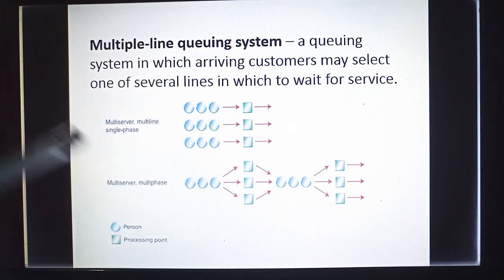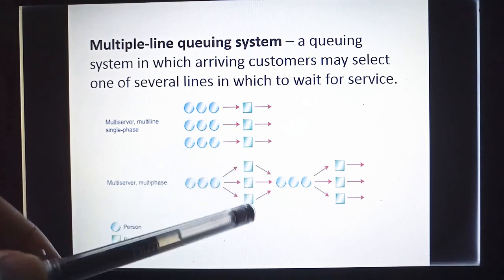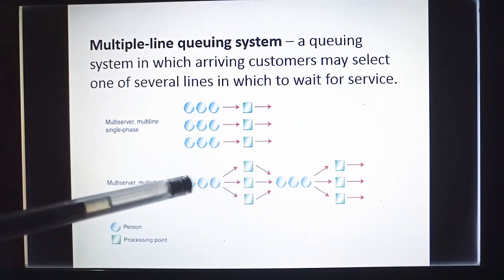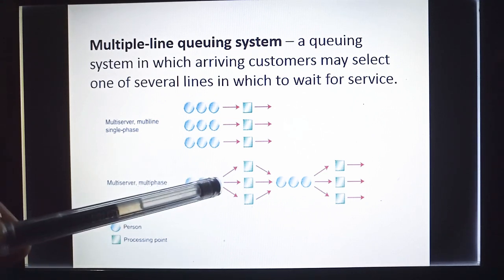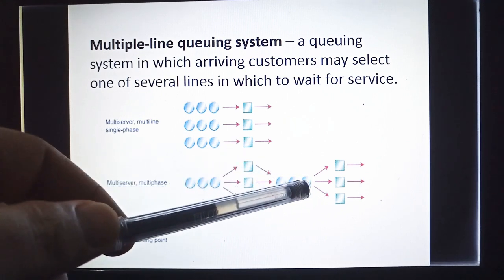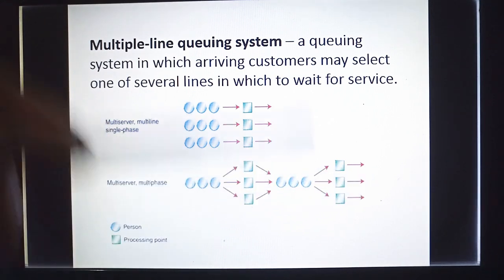And then multi-server, multi-phase. So we have different servers, 3 servers. We have 1 line, but multi-phase, because after the customers pass the servers, they will form another line. So that is multi-server, multi-phase.